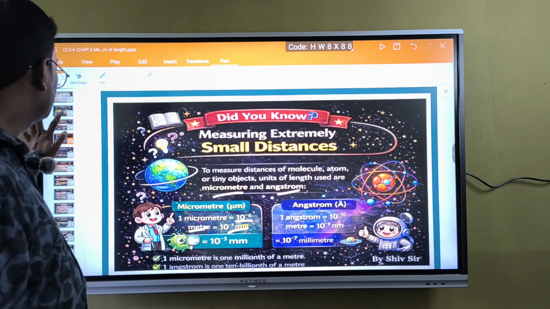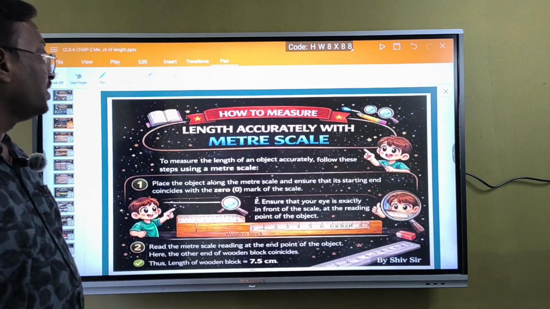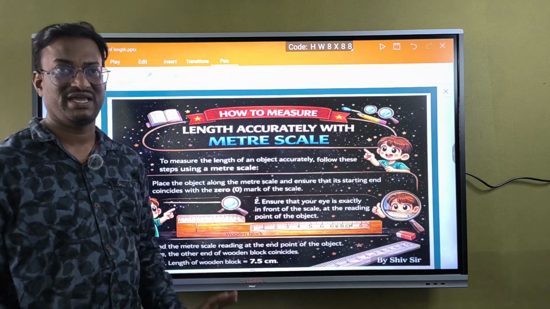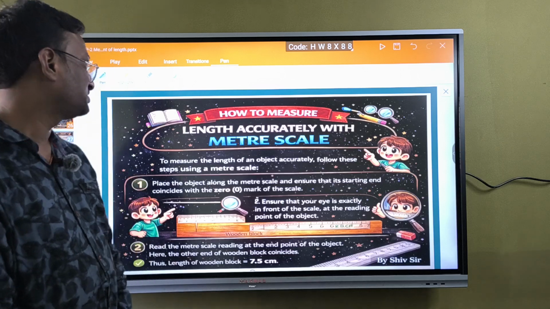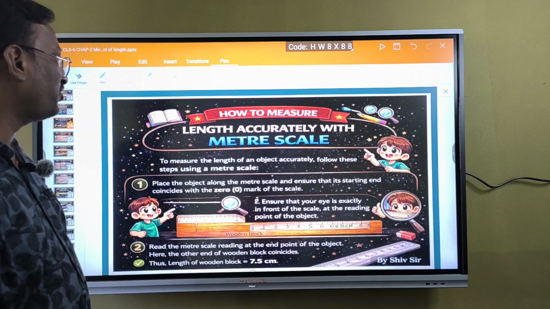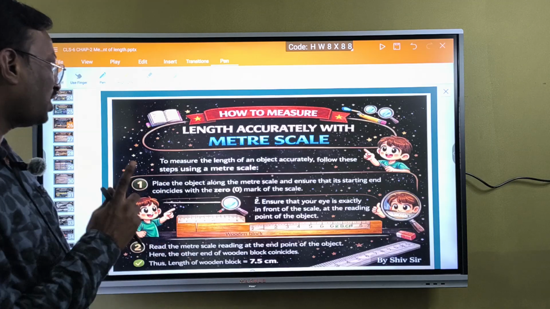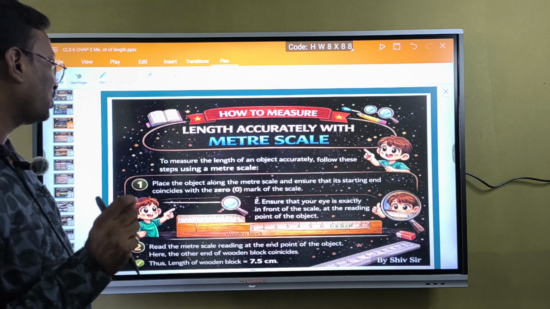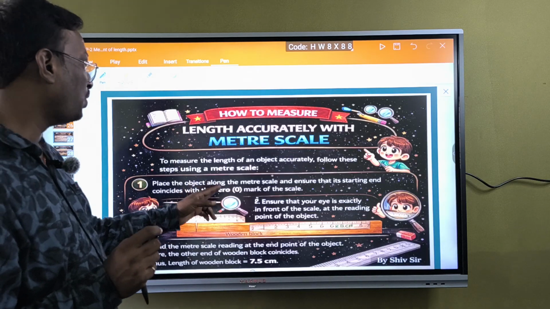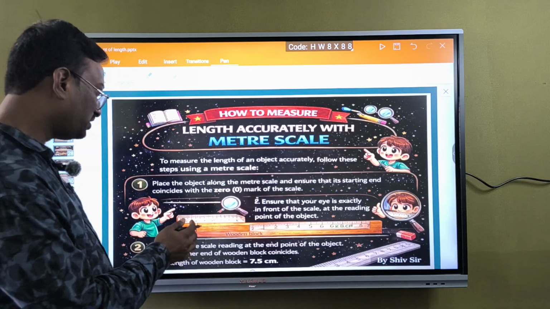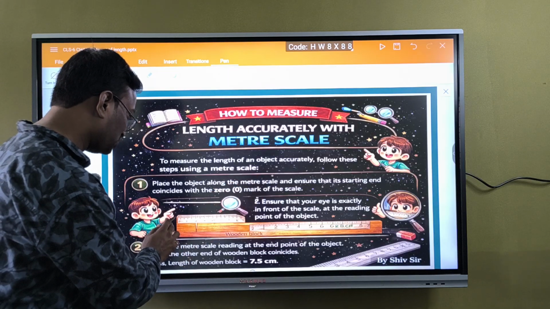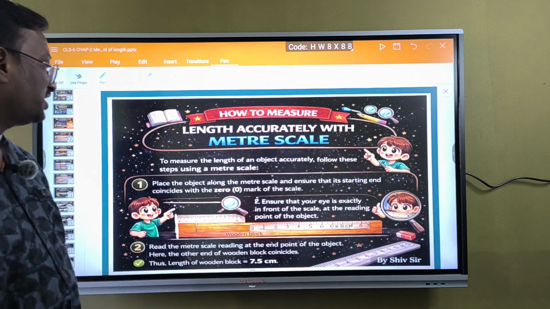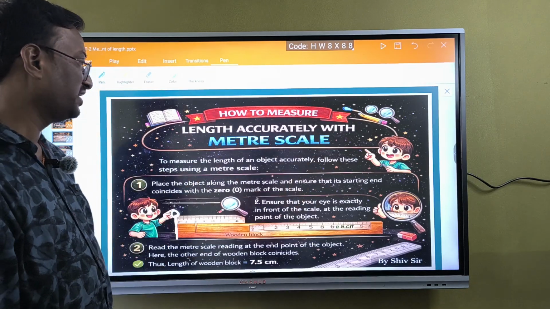Okay, so next we go for measuring length accurately. How do we measure the length accurately using the meter scale? To measure the length of an object accurately, follow these steps. Number 1, place the object along the meter scale. Ensure that its starting end coincides with the 0 mark of the scale. The starting end should coincide with 0, then you have to measure.